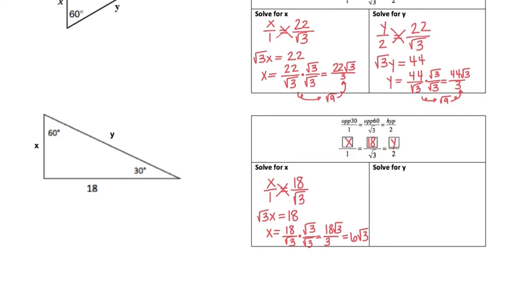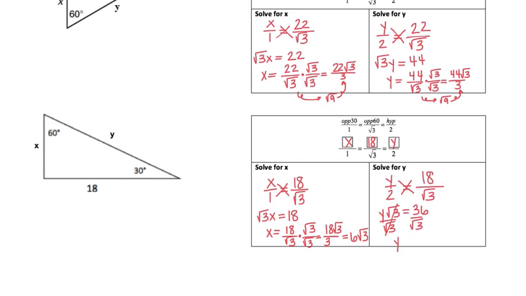Now we'll solve for y. We've got that y over 2 equals, and then we have 18 over the square root of 3. And then we'll cross multiply. Y times the square root of 3 equals, and then 2 times 18 is going to be 36. Then we'll divide by the square root of 3 on both sides.